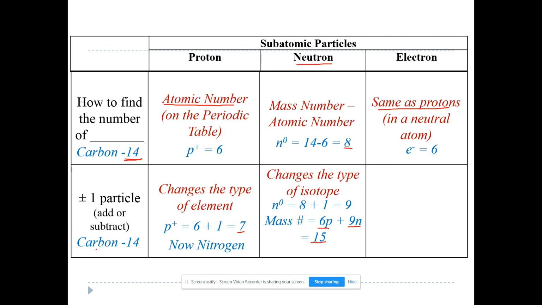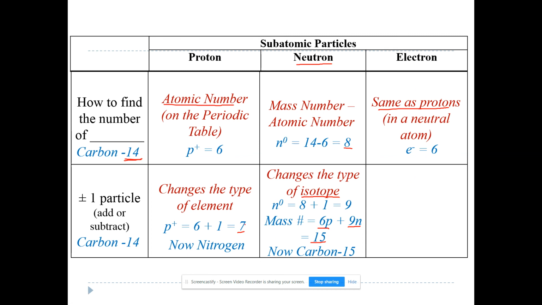So now it's no longer carbon-14. It still has 6 protons, so it's still carbon. But now we say it's carbon-15. That's a different isotope. Isotopes are atoms of the same element, but with different masses. This is carbon-14, and this is carbon-15. They are 2 different isotopes.